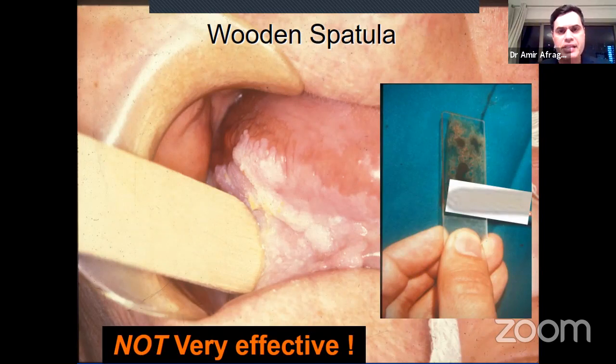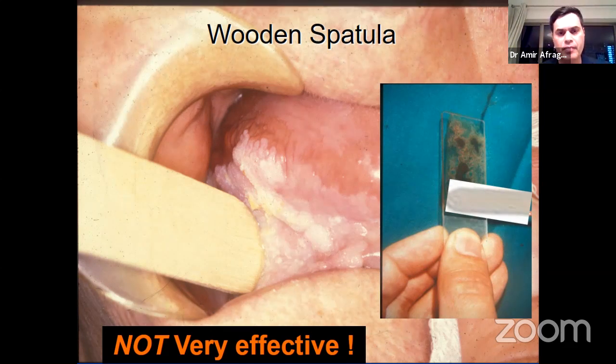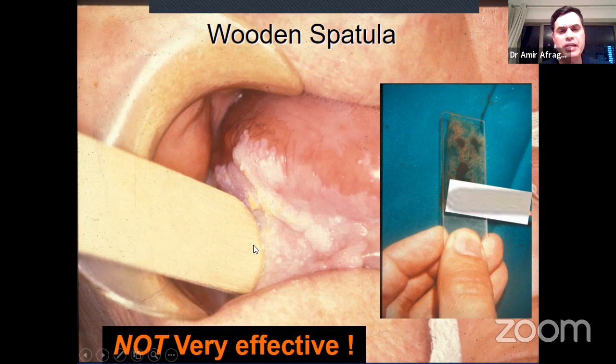The question arises: which instrument should we use to collect the sample, the exfoliated cells? Before, a lot of clinicians used a spatula, but a spatula has an absorptive surface. That means a lot of the cells that you collect get absorbed into the spatula and cannot be transferred onto the slide very well.